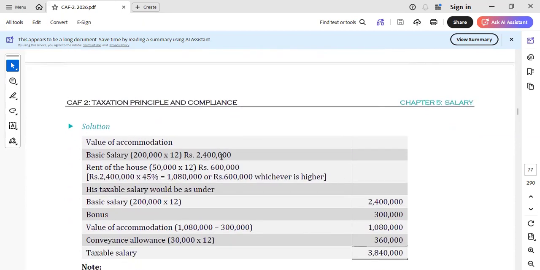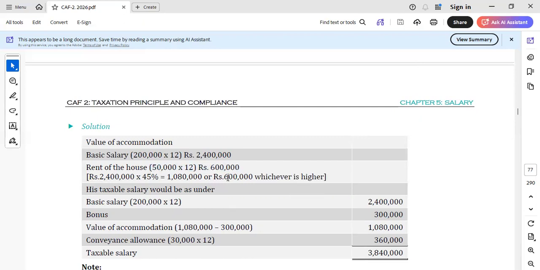Value of accommodation. As we have studied, we have to take 45% of the basic salary. So basic salary is 200,000 per month, which means per year it is 24 lakh. If we take 45% of 24 lakh, this would be 10 lakh 80,000. On the other hand, the fair market value of the house, the rent, is 50,000 rupees per month. If we multiply 50,000 by 12, that will be 6 lakh.